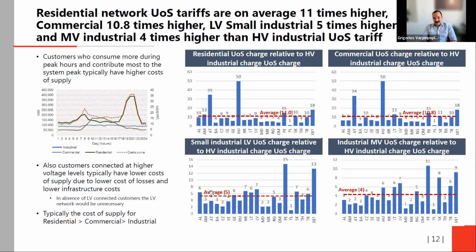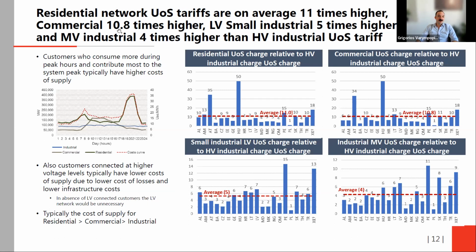I'll move a bit faster because I see I have exhausted most of the time that I was allowed to speak. This slide talks about the relative tariffs that are applied among customer categories. And what we see on average is that residential network use of system tariffs are 11 times higher than high voltage industrial use of system tariffs.